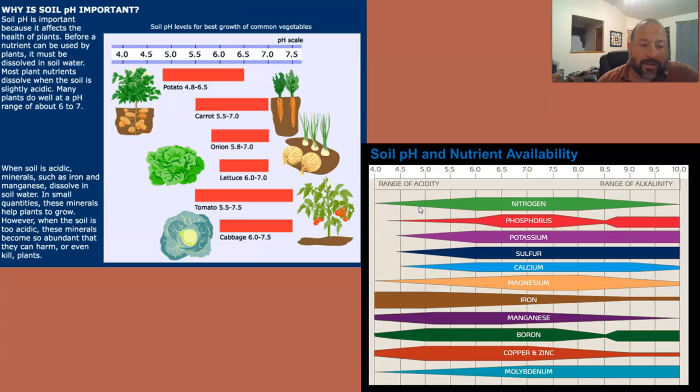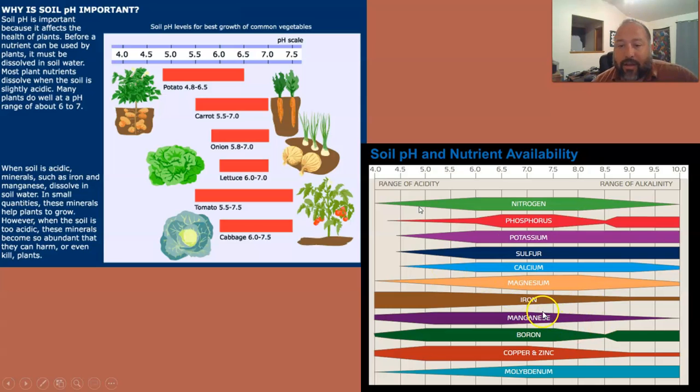When the soil is acidic, minerals such as iron and manganese are going to dissolve in soil water in small quantities. These minerals will help plants grow, which is fantastic. But if it gets too acidic, these minerals are going to become too abundant. There's going to be too much of them, and then that can actually cause harm or kill the plants.